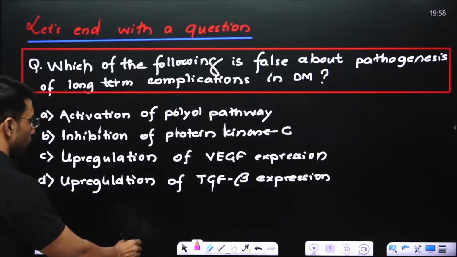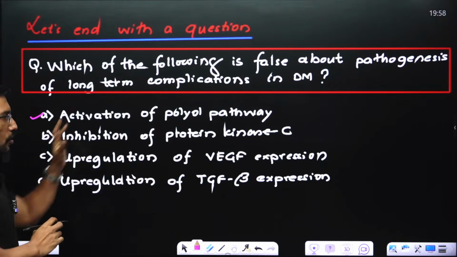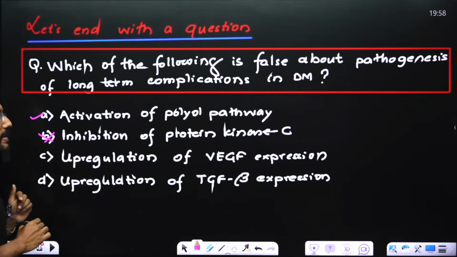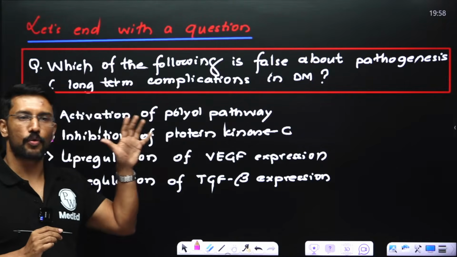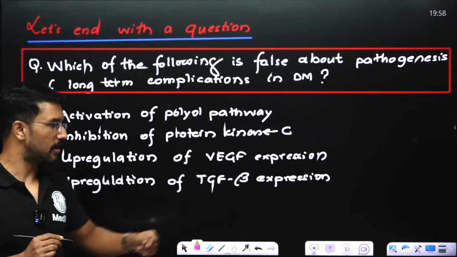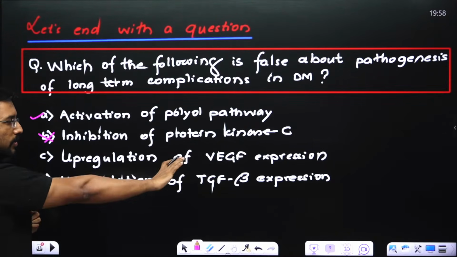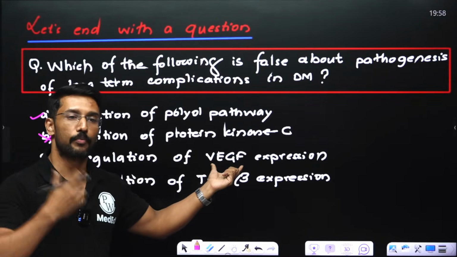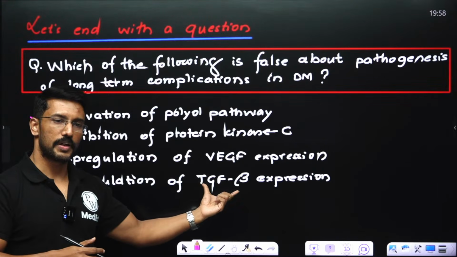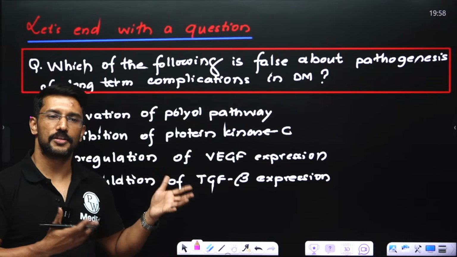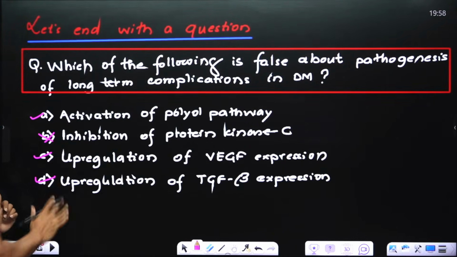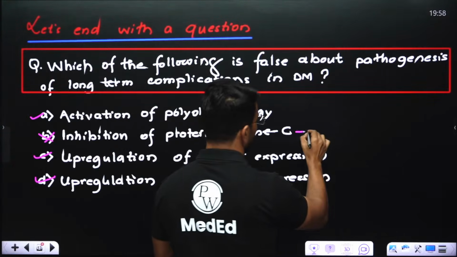Yes. So there is, of course, activation of polyol pathway, sorbitol formation and oxidative stress. There is no inhibition of protein kinase C. There is actually activation of protein kinase C, which is contributing to increased expression of endothelin and basement membrane thickening. Yes, there is upregulation of VEGF, which particularly plays an important role in diabetic retinopathy. And there is upregulation of transforming growth factor beta. It plays an important role in aging and fibrosis of various tissues. So all of these are seen and option B is not seen. So that becomes the answer for our question.